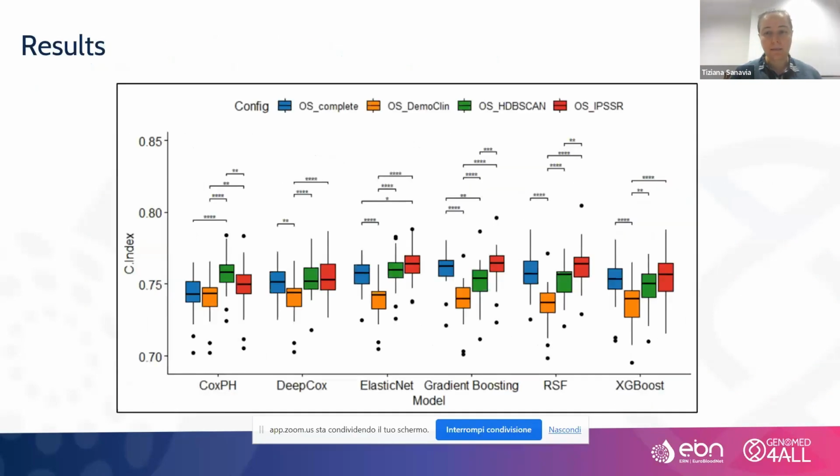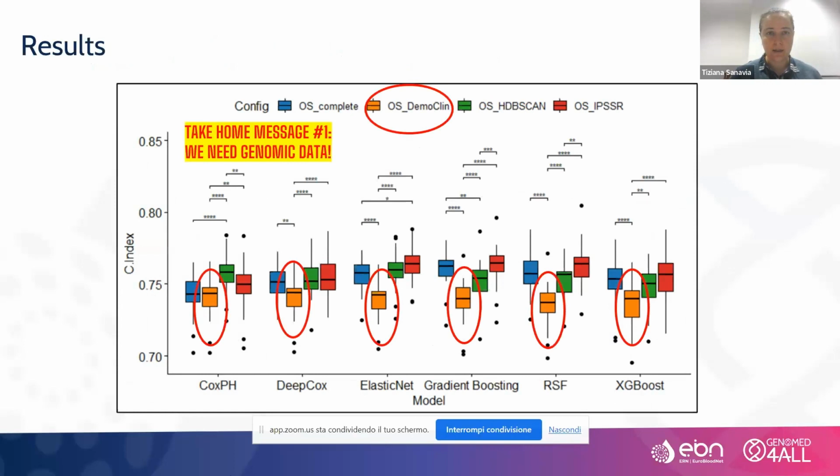Here are the preliminary results that we obtained by our assessment. On the y-axis, you can see the concordance index. The higher it is, the better the model performs. And we can notice three characteristics of these results. The first take-home message is that we need the genomic data, since using only demographic and clinical data reduces the performance of the models, of all the models.